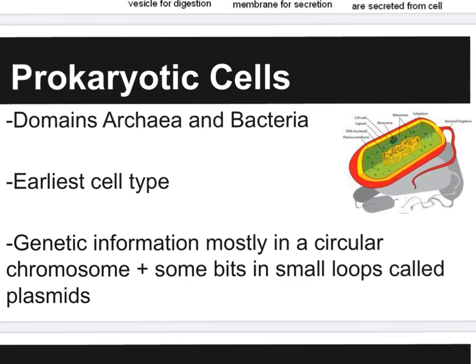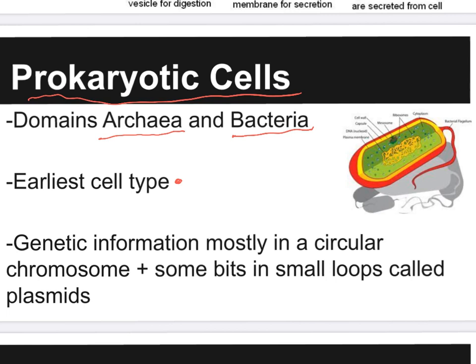Okay. So next we're going to talk about the two different basic types of cells. The first type of cells are called prokaryotic cells. Prokaryotic cells are the earliest cell type to develop, so they're definitely the simplest cells. They consist of bacteria, which I'm sure you know, and also the domain archaea, which are similar to bacteria. They're single-celled organisms. They tend to live in more extreme environments, like in hot springs or areas that are really salty, but they're pretty similar to bacteria.